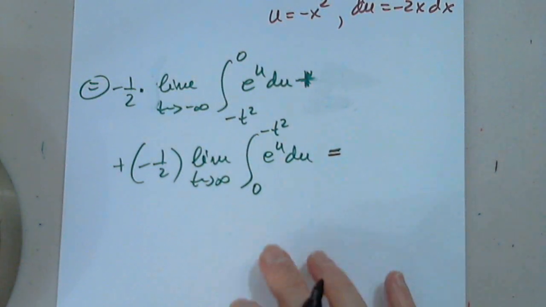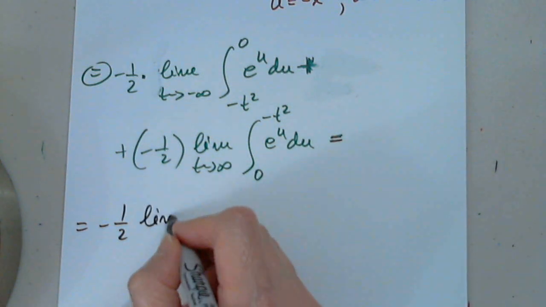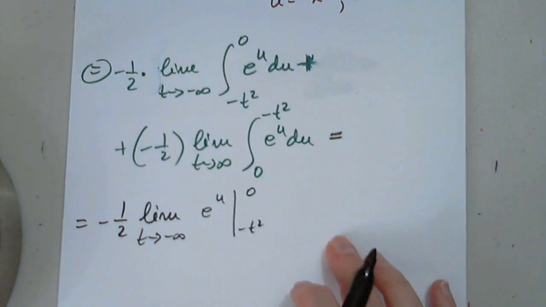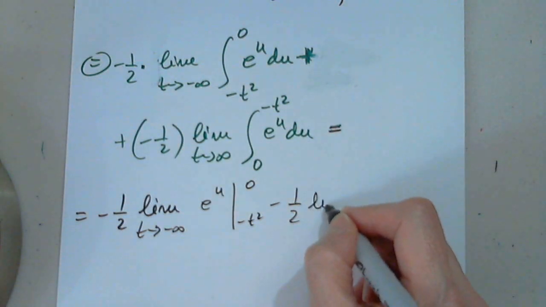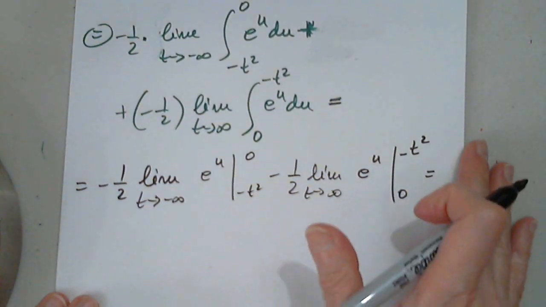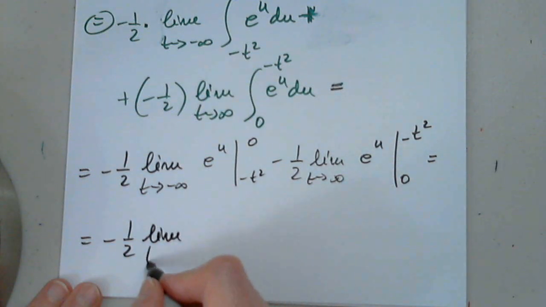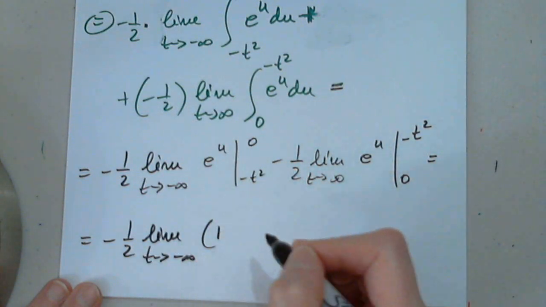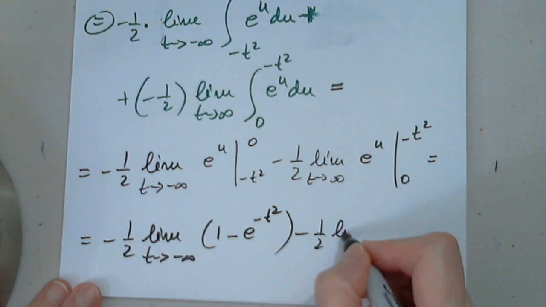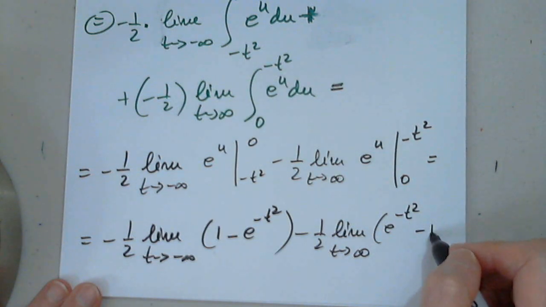My next step: negative 1/2 times the integral of e to u, so this is the limit as t approaches negative infinity of e to u from negative t squared to 0, and minus 1/2 times the limit as t approaches infinity of e to u from 0 to negative t squared. Good. Plug it in. Negative 1/2, with the limit still there. When we plug in 0, we get 1, minus e to the negative t squared. Then minus 1/2 limit as t approaches infinity, e to negative t squared and minus 1.